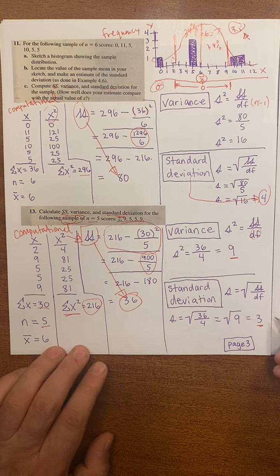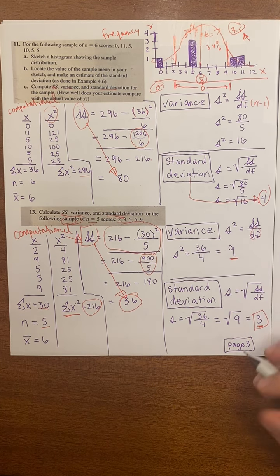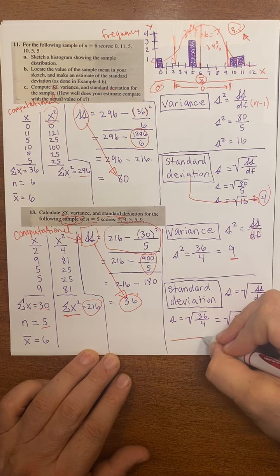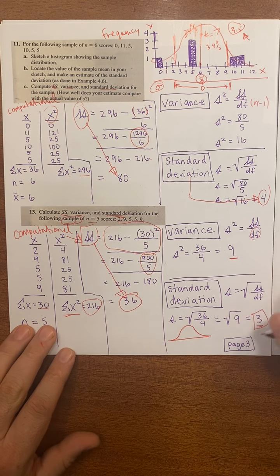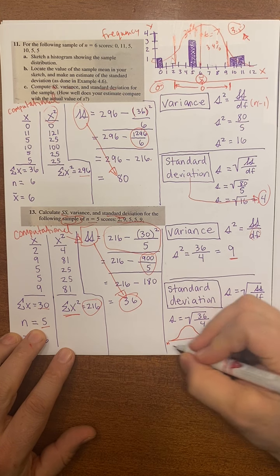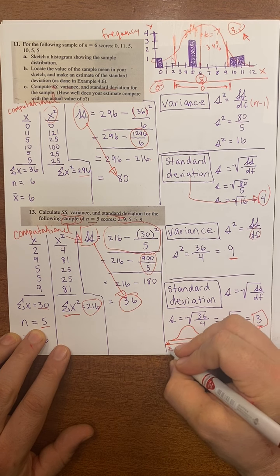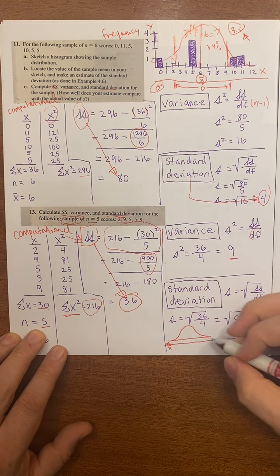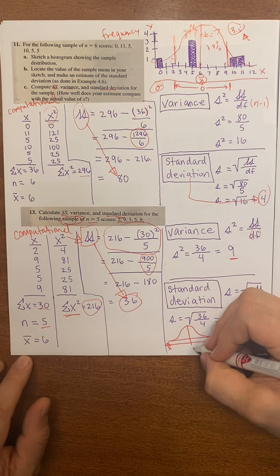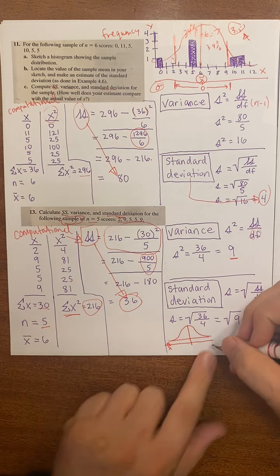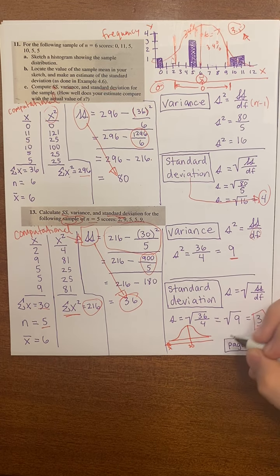Actually, I want to do something. I just want to make sure you understand what this 3 means. So I'm just going to draw a quick curve here. Remember what we've been saying is we can have our x values under the curve, and below that we can have our mean, and the mean, whatever it is, is this value right in the middle. In this case, we know that our mean is 30, so the mean is going to be 30.